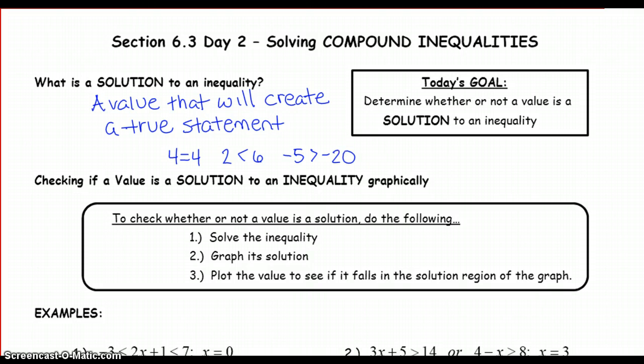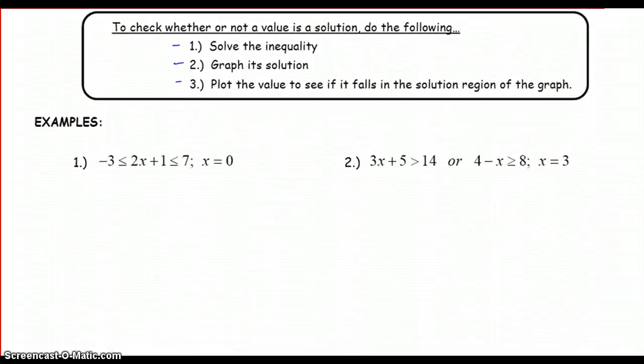Today, we are going to determine whether or not a value is a solution to a given inequality. To check whether or not a value is a solution, we have to solve the inequality, graph its solution, and then plot the value to see if it falls in the solution region of the graph. So let's go ahead and do some examples.